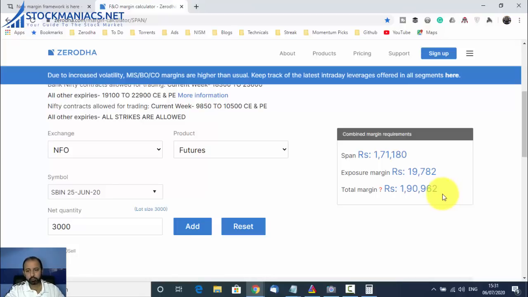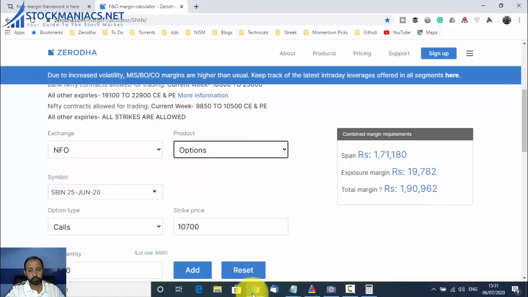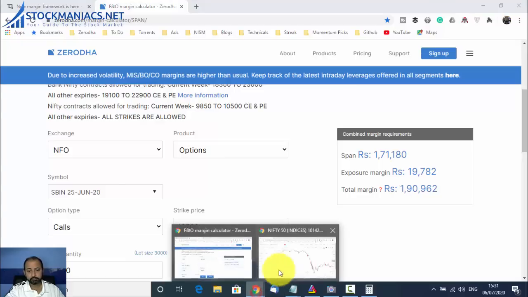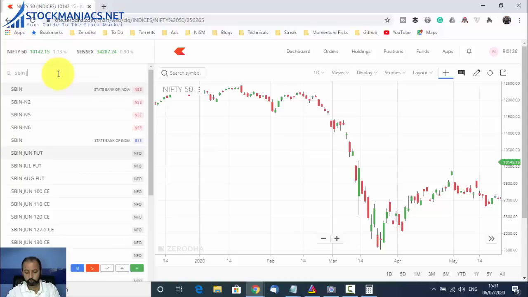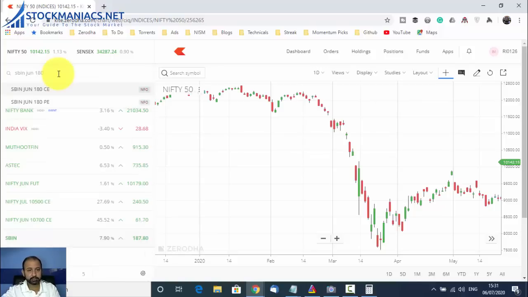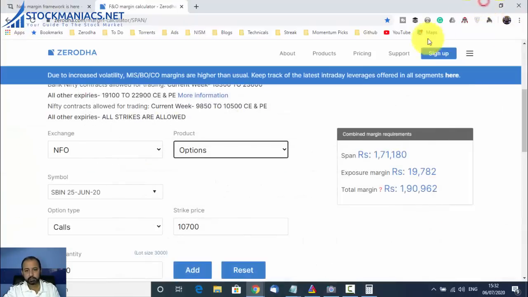So we can hedge our position. Suppose now the SBI price is 187.80. So we can buy suppose a 180 put option of SBI. So go to options. Let us check first what is the price of the put option. So SBIN June 180 PE. You can see the put is available at 6 rupees.